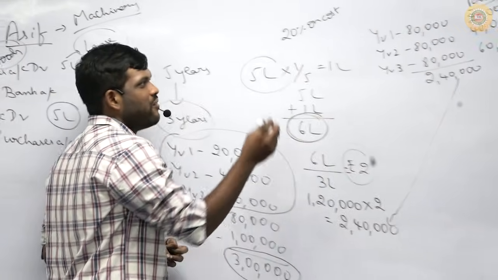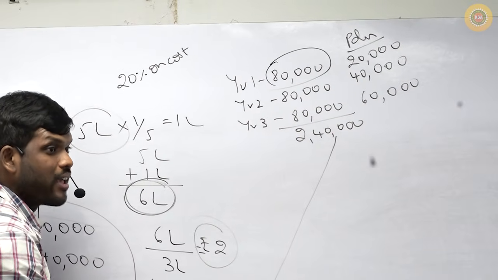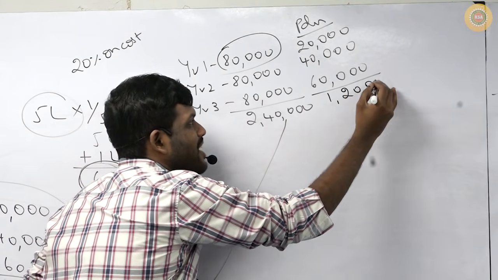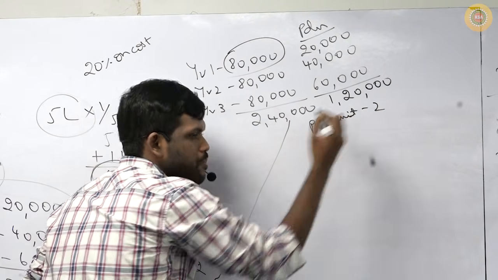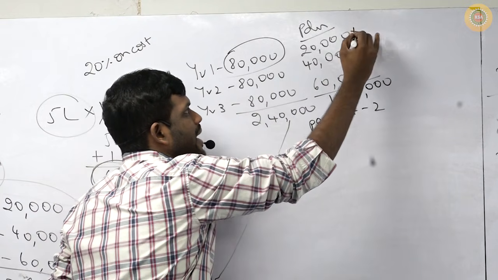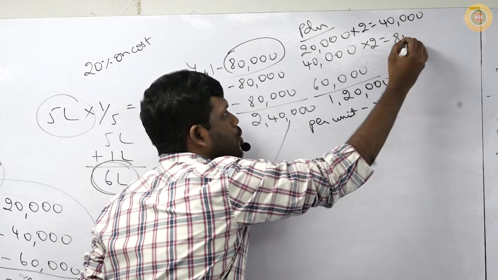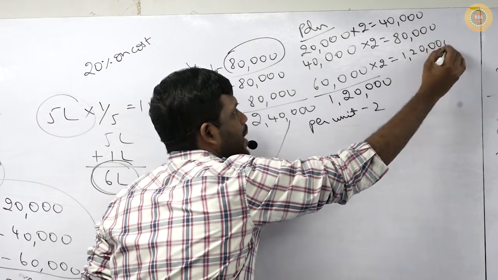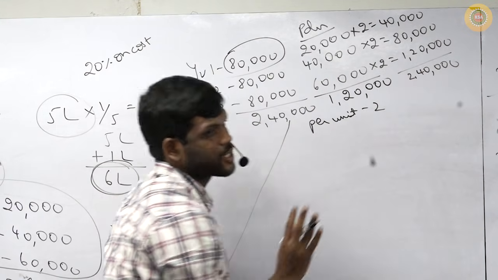Now will you accept if I take the first year 80,000 to P&L? How much should go to P&L, sir? Based on 2,40,000, you will manufacture 1,20,000 units. So per unit is 2 rupees. Correct? So first year 20 into 2, 40. Second year 40 into 2, 80. Third year 60 into 2, 1,20,000. Totally 2,40,000. This is my P&L expense.